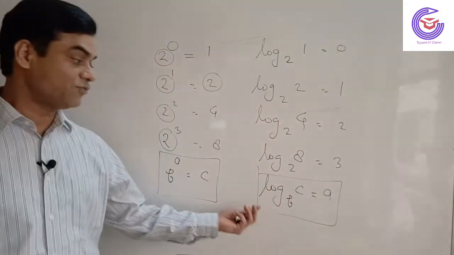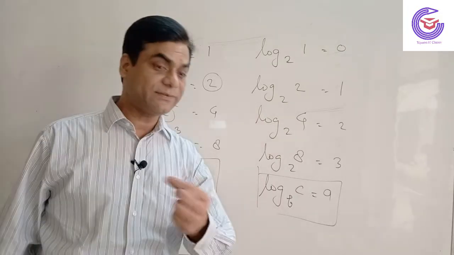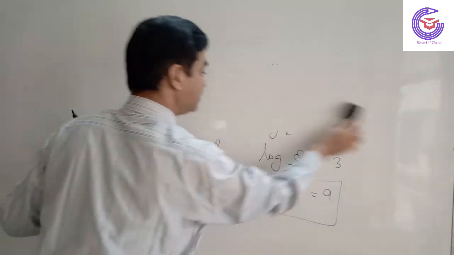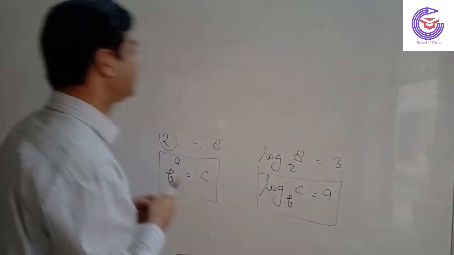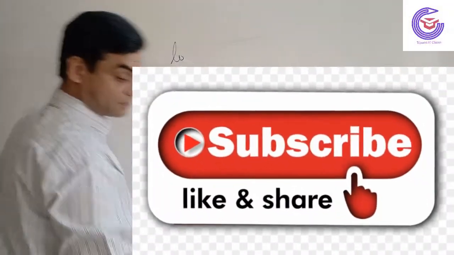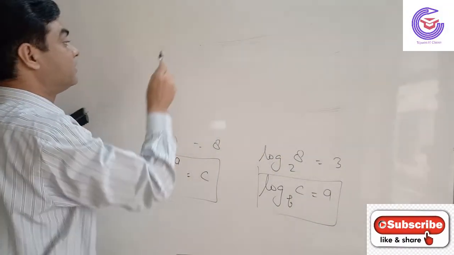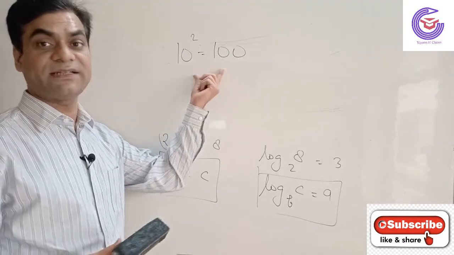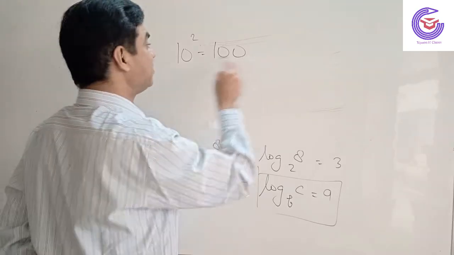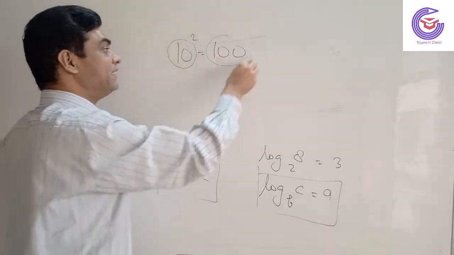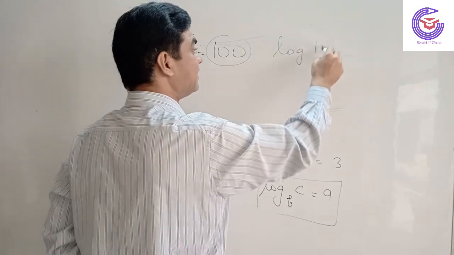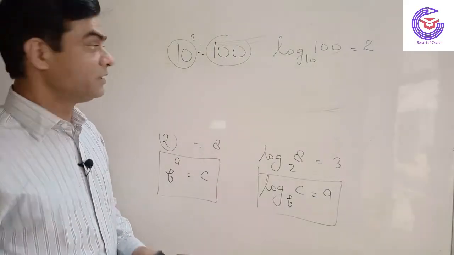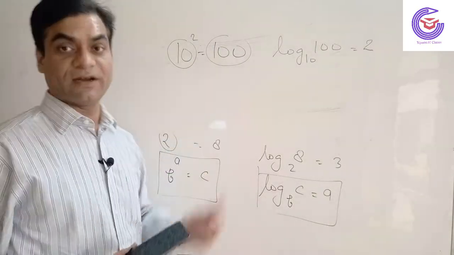Hope you understand the basic definition of log. Let me give one more example with the base of 10. Suppose 10 to the power 2 is equal to 100. How will you write this in log form? The base is 10 and the value is 100. So log 100 base 10 is equal to 2. In this manner you write logarithmic.